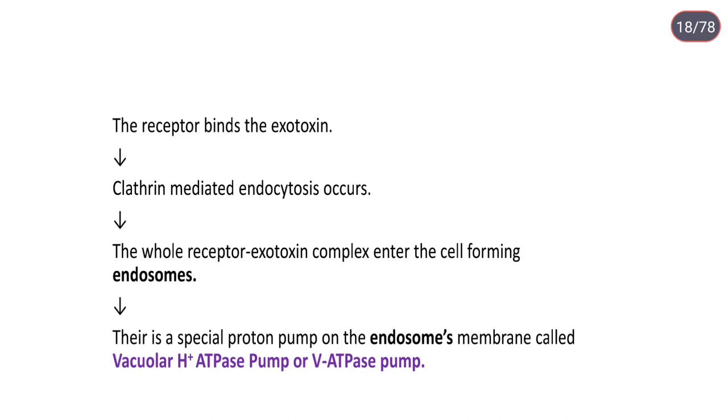Now, how does this entrance to the cell occur? I told you that whenever DTrop binds with the receptor, it gets activated, and the exotoxin recognizes it and binds with the receptor. Then, after binding of the exotoxin to the receptor, clathrin mediated endocytosis occurs. So by clathrin mediated endocytosis, for example, let's suppose this one is the host cell wall.